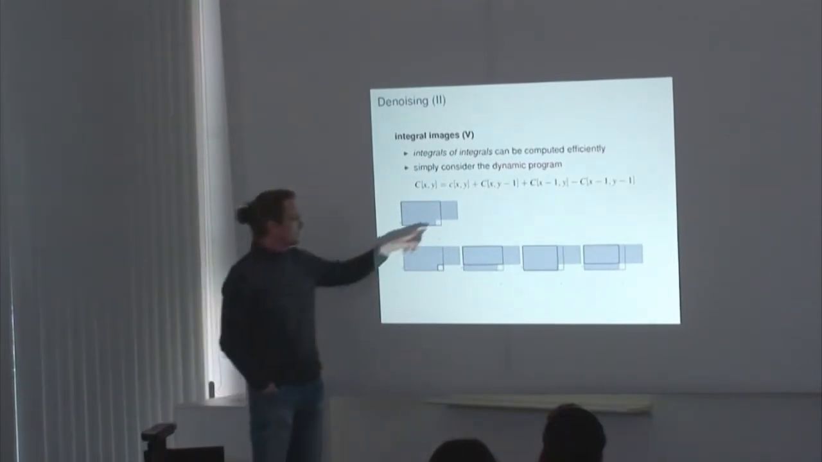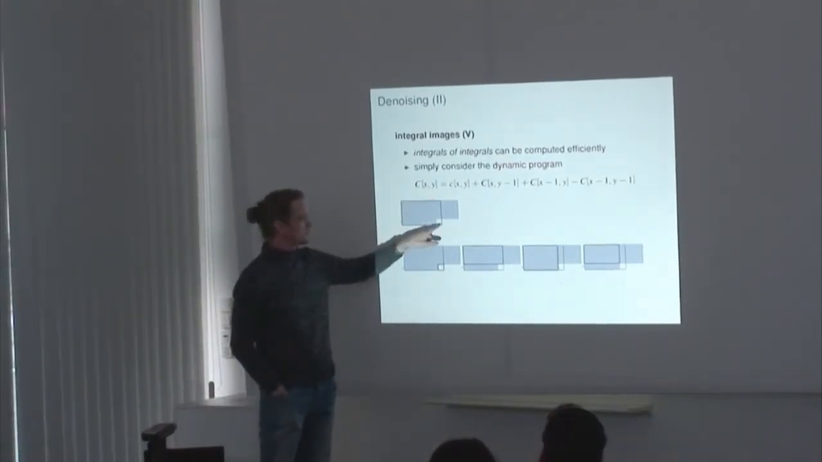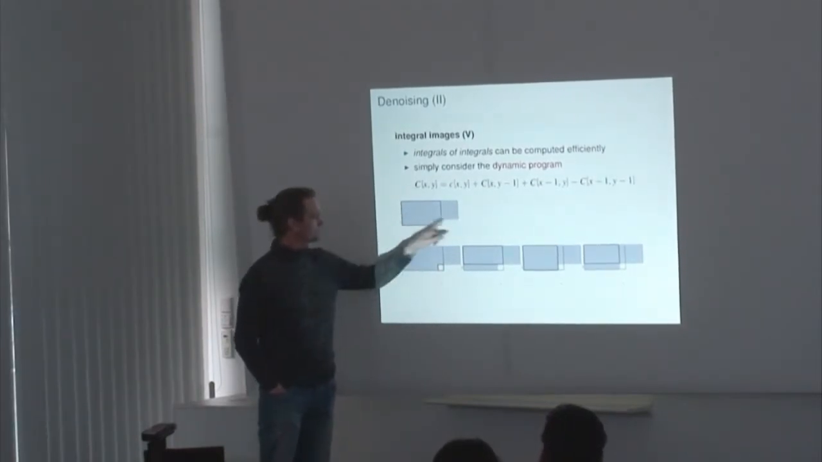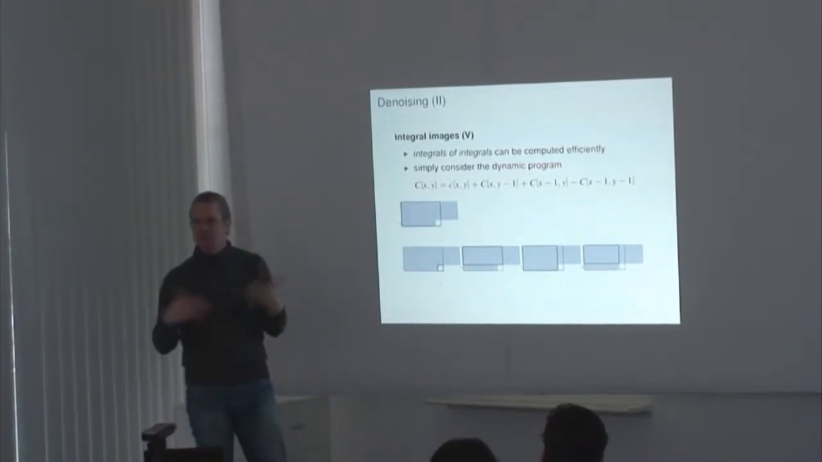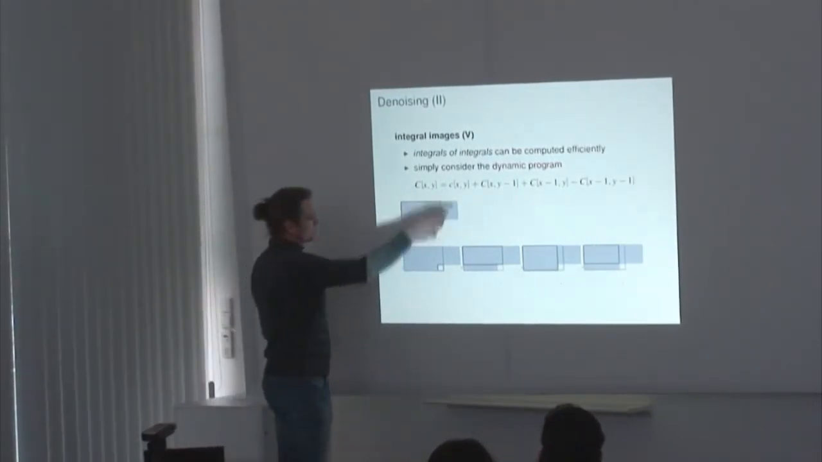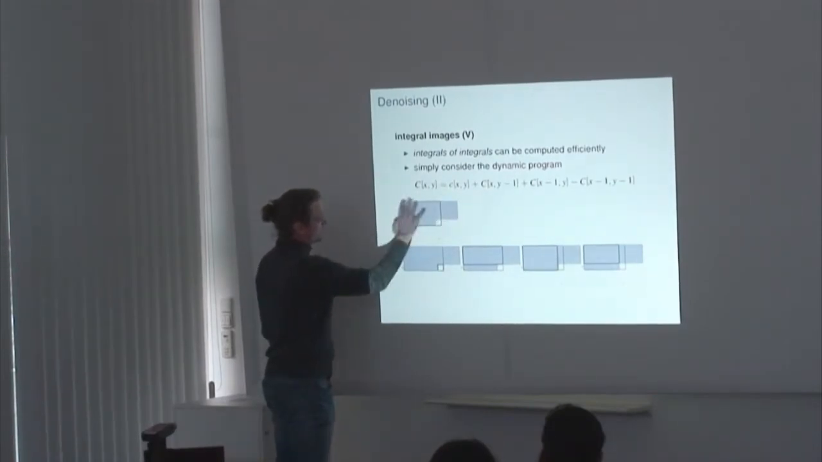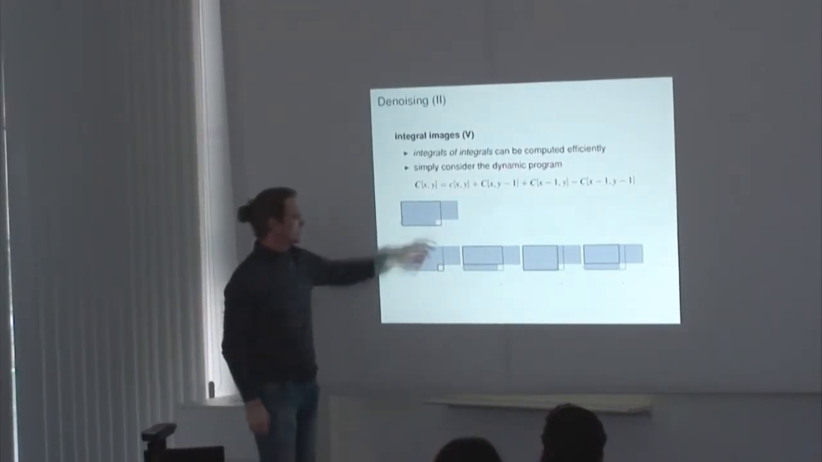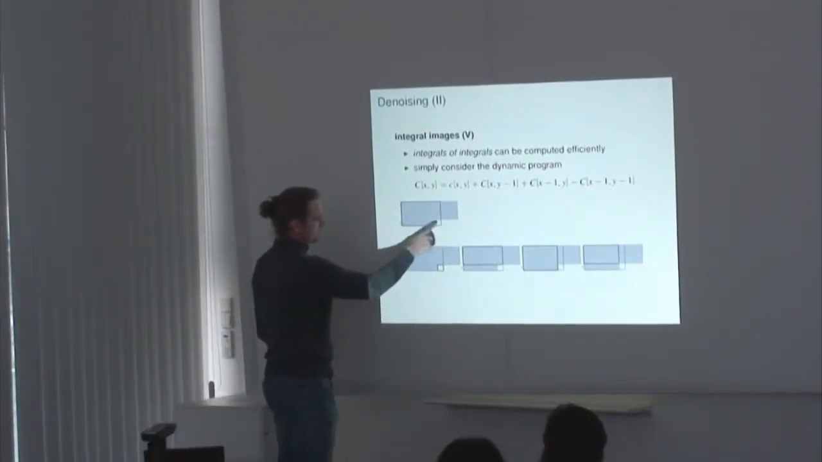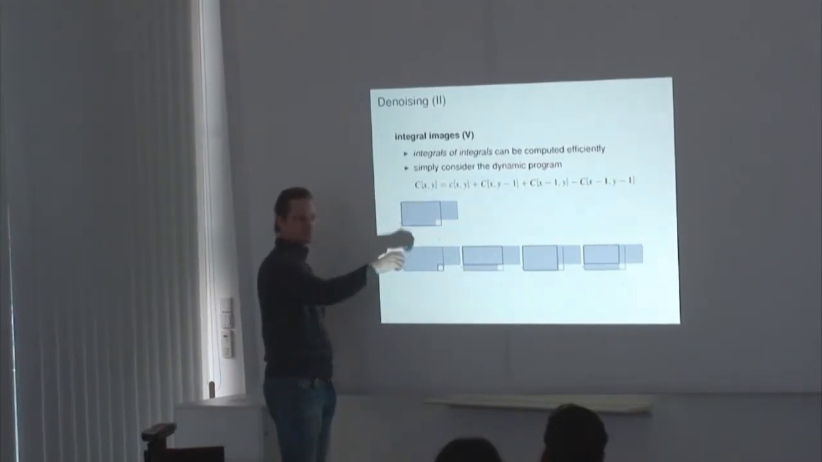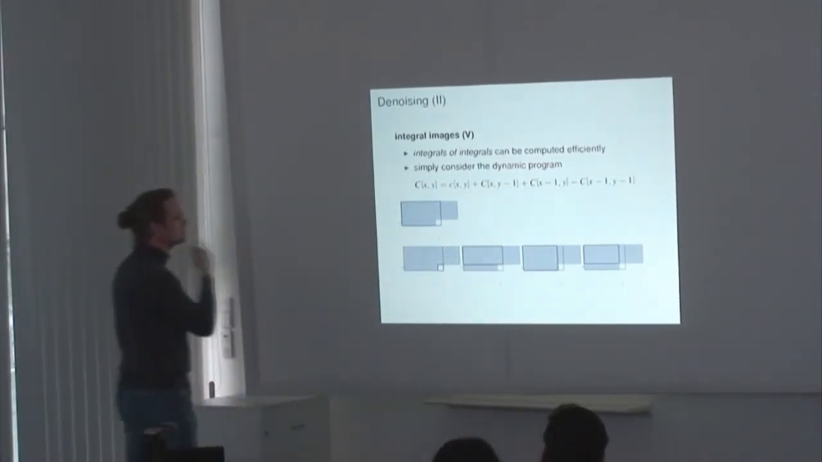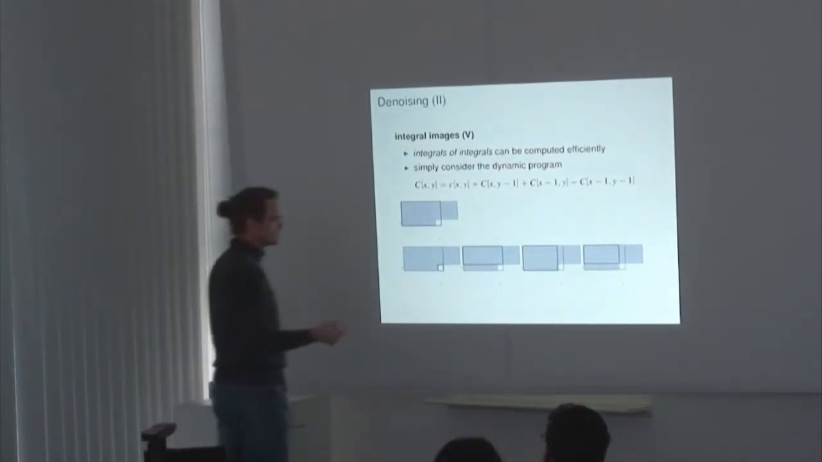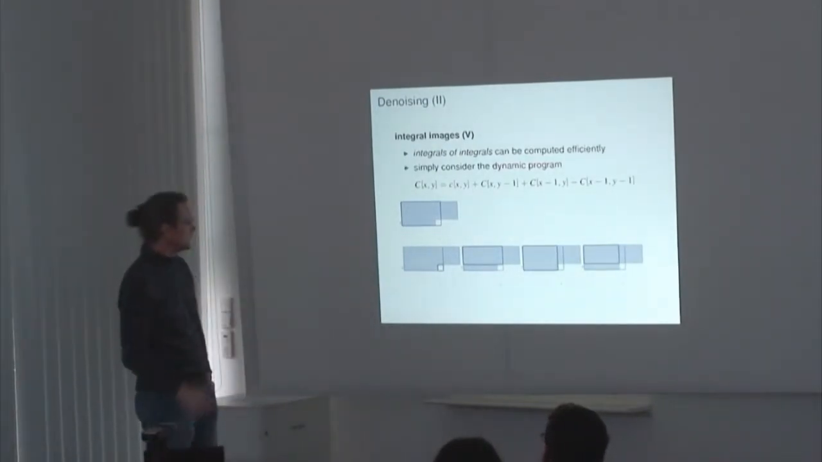We want to compute the value of capital C at x and y at this point. And let us assume that these are already there. Well, we are carrying out a double for loop, one over the rows, one over the columns, and we have already computed the values of capital C at all these points. And now we want to compute it here. Well, again, we could naively sum every pixel, which is like outer for loops, inner for loops, but that is stupid. We can use dynamic programming.